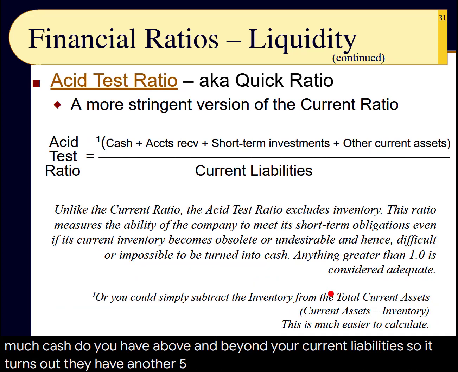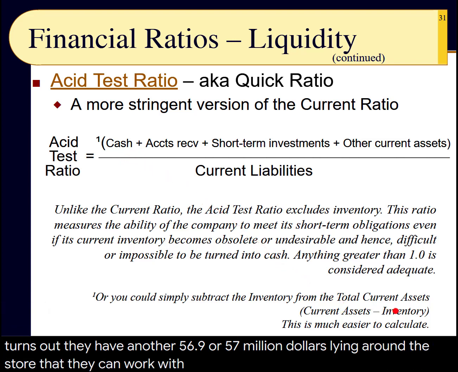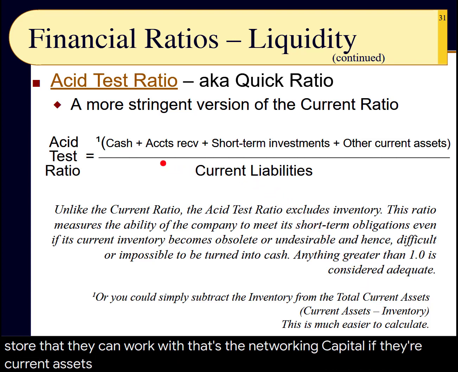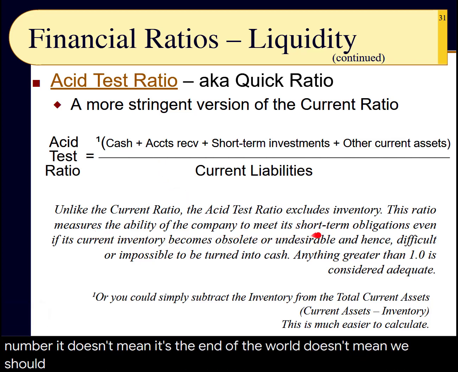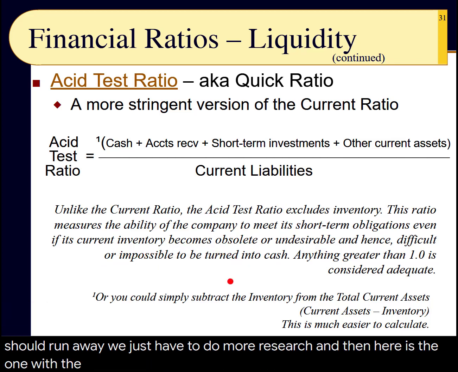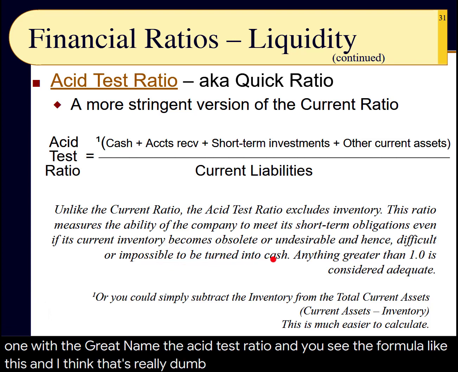And then here is the one with the great name, the acid test ratio. You see the formula like this, and I think that's really dumb. All you really got to do is take the current assets and subtract the inventory. And this is much easier to calculate. But basically, the acid test ratio says, you know what? Throw away the inventory. We're not interested in it. Now, why would you do that? This ratio measures the ability of the company to meet its short-term obligations, even if its current inventory becomes obsolete or undesirable, and hence difficult or impossible to be turned into cash.